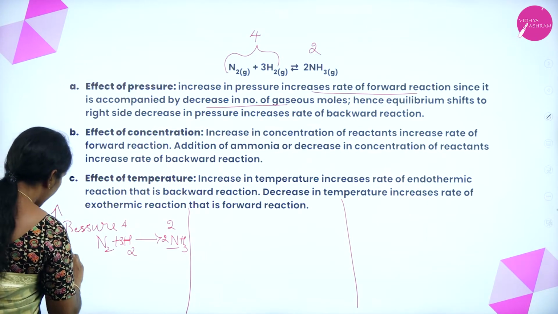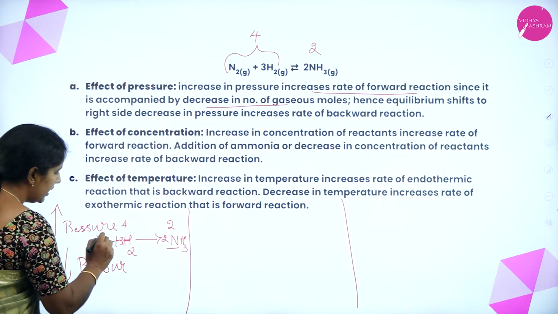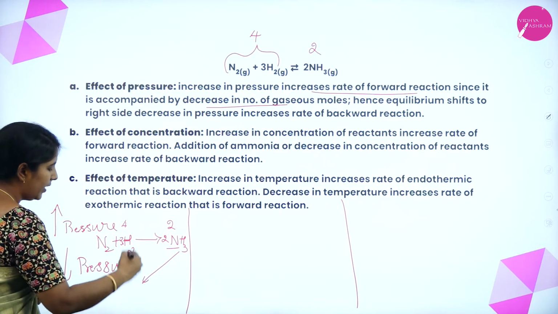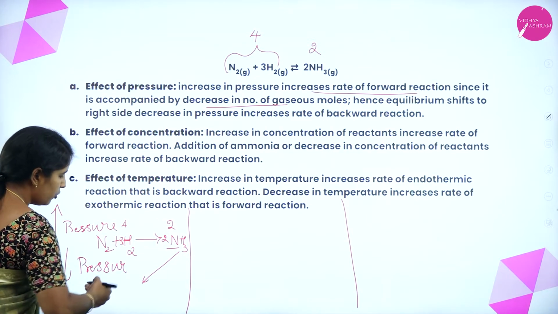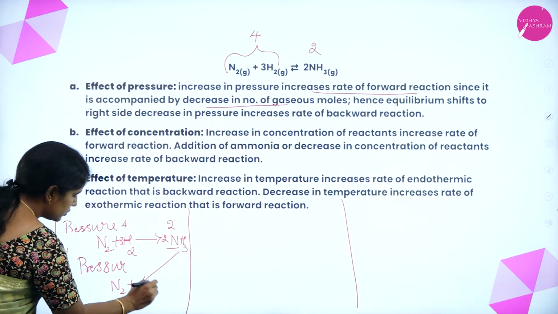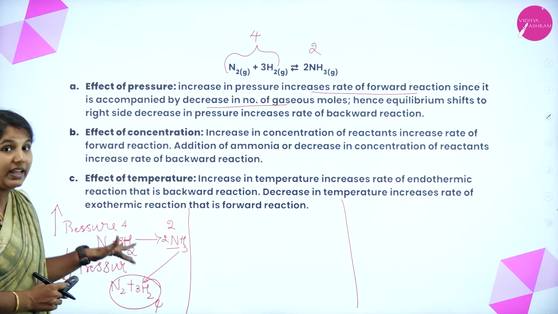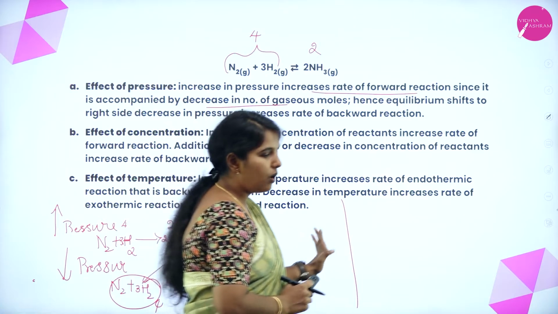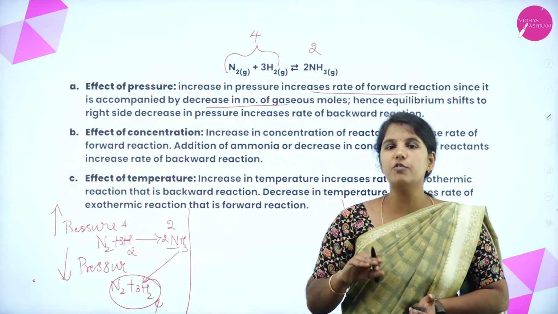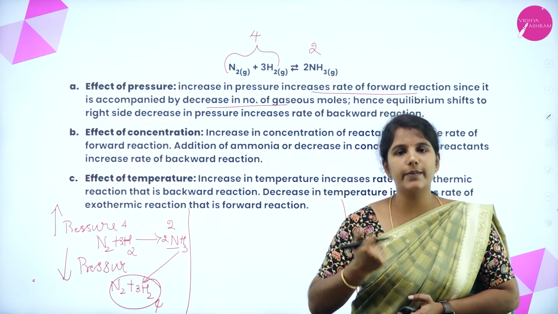Now I'll decrease the pressure. What will happen? If I decrease the pressure, the reaction favors the backward direction, so the ammonia will decompose to give nitrogen and hydrogen. So again, the number of moles will increase when you decrease the pressure. This is what I said about the effect of pressure. When you increase the pressure, the number of moles decreases. When you decrease the pressure, the number of moles increases.